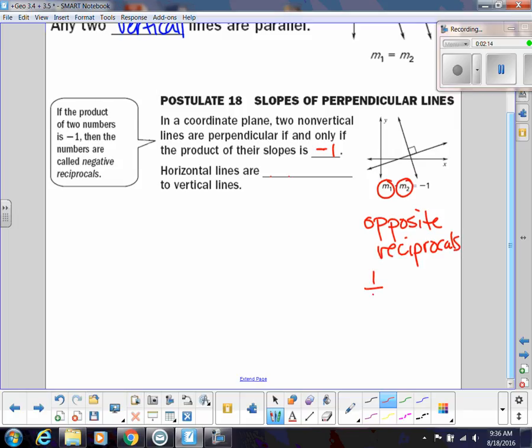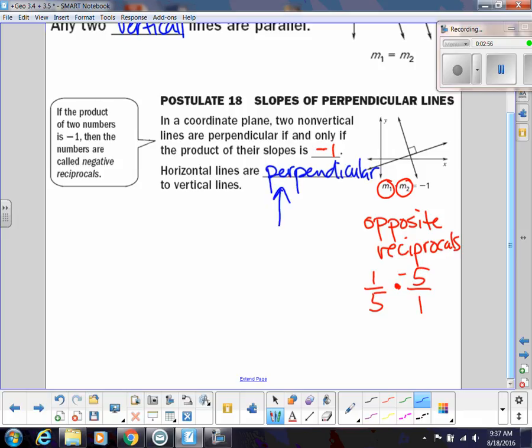So if I have a slope of 1/5, the other slope would have to be -5/1. The reciprocal part is the fraction flipping around, and opposite means they have opposite signs. Horizontal lines are always perpendicular to vertical lines. Since we don't have slopes for a vertical line, we cannot use that product property. That's just a theorem or a postulate that we know for sure.